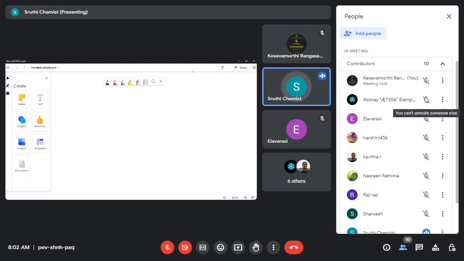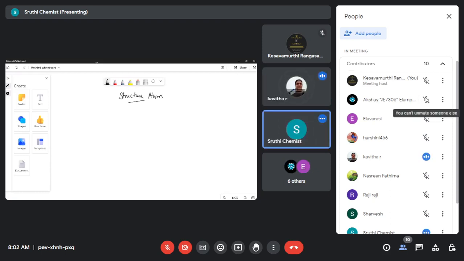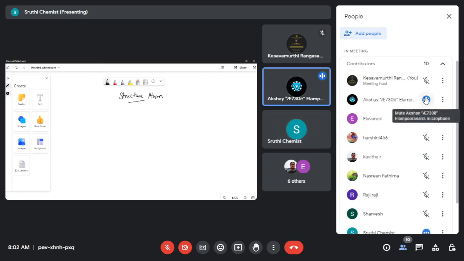What does atomic number mean? Let's say sodium. What is the atomic number of sodium atom? 11. Very good. What does it denote? It has 11 electrons. Very good. What about the proton count? It's also 11, ma'am. Very good. Yes, we will see all the definitions.